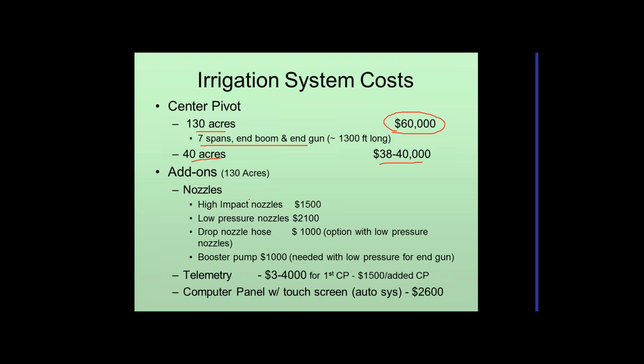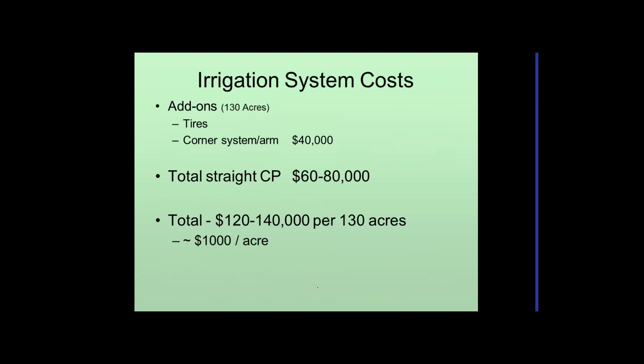Then you have add-ons. You want to choose the type of sprinkler, whether you want impact sprinklers or low-pressure nozzles, whether you want drop nozzles. If you need a booster pump for a low speed. Telemetry, so you want to be able to control this from your office. There's a cost to that. Touchscreen computer instead of electromechanical. So all those are add-ons to a system. Then there's tire options. If you have muck, you might need different types of tires. And then a corner system or an arm system is $40,000 additional.